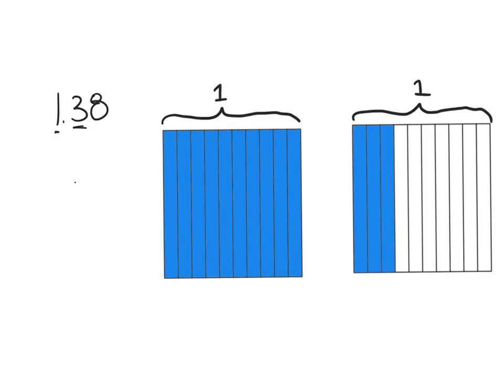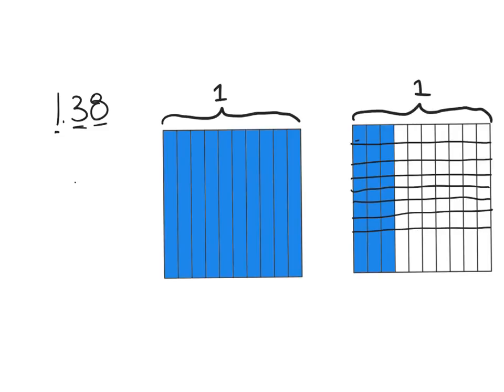And now all I have left is 8 hundredths that I need to partition. So I'm going to go ahead and partition my area model into hundredths now. Again, I'm trying to be as accurate as possible as I split my area model into hundredths.